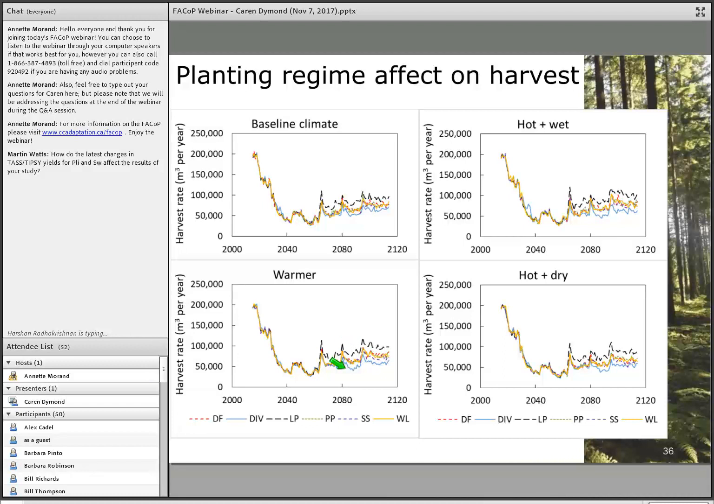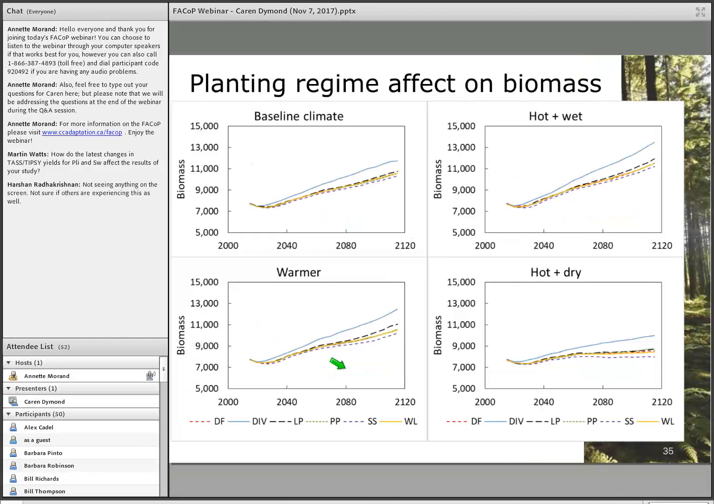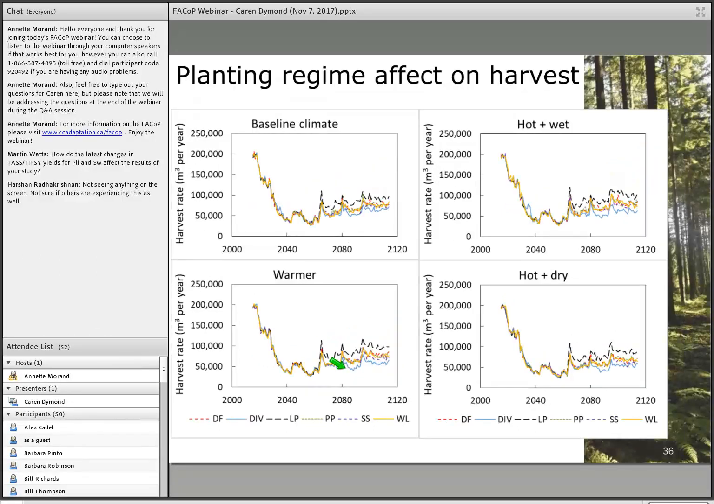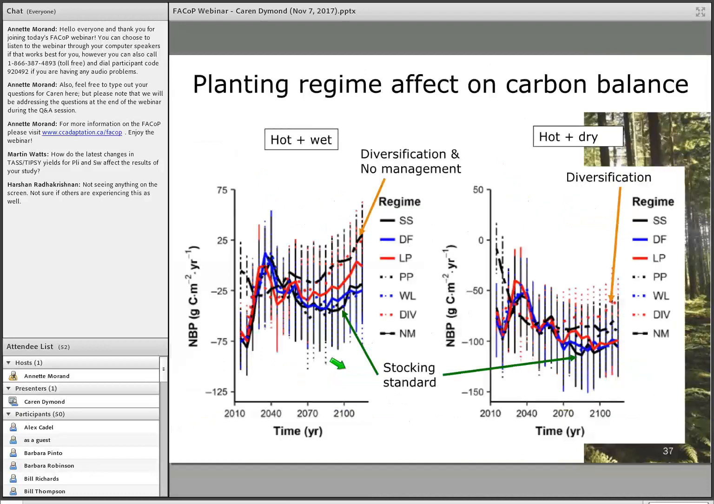The diversification regime is lower than the crowd in the middle. And I'm not sure exactly what's going on there, given that it has more biomass available. There might be something funny going on with the modeling of harvest, but nonetheless, these are the results we have right now.